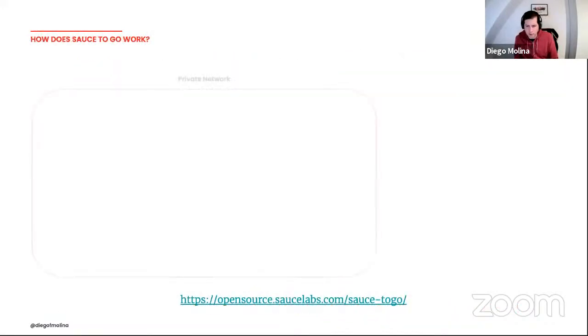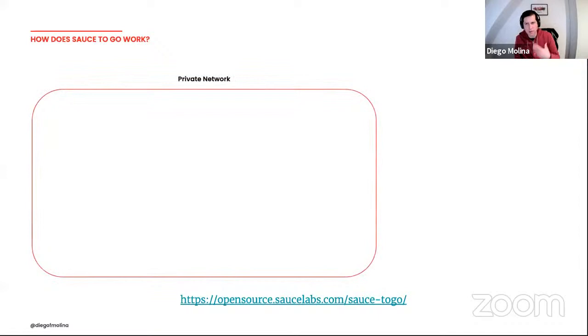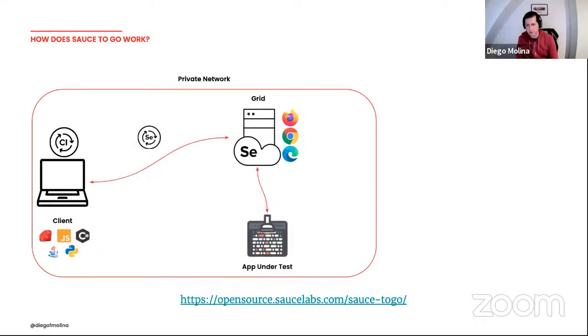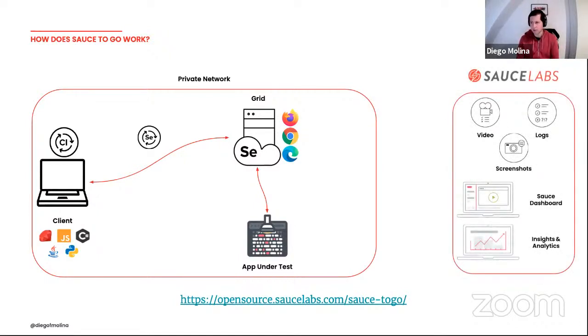So how does it work? You have your network, where you're running your tests, where your application under test lives. You have a grid that is running, and you have your client, your laptop, or your CI/CD. Then you run your test, and you're testing your application under test that lives inside your domain. And then you have Sourcelabs on the other side.